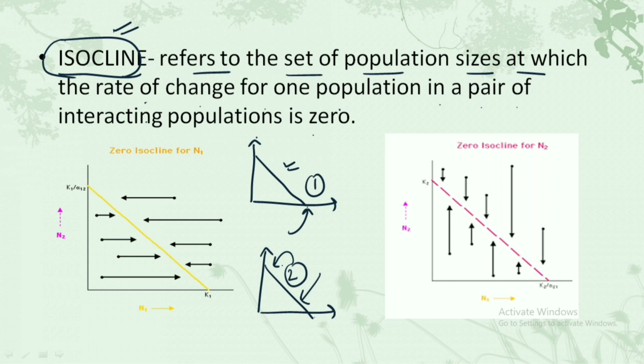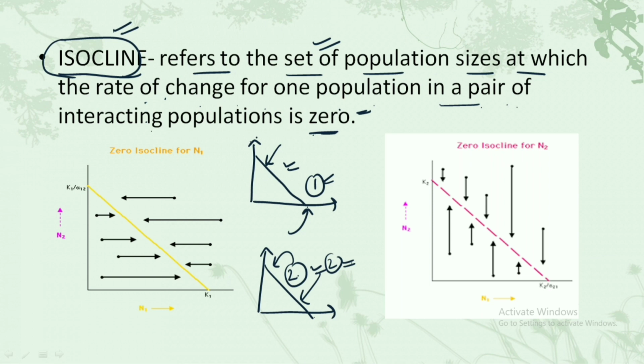Depending upon the question which is given, we have to remember that an isocline refers to the set of population sizes at which the rate of change for one population in a pair of interacting populations is 0. So you can see in this area the rate by which the population of species 1 would change is actually 0, and in this case the rate of change for the second species is 0. So you have to remember this.